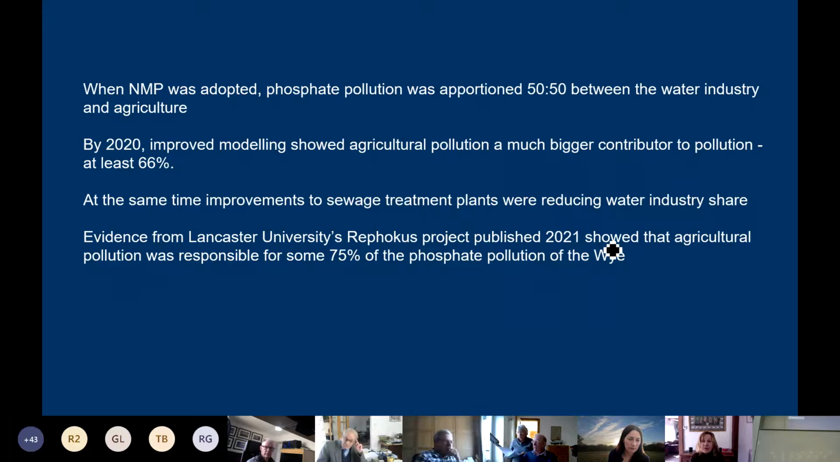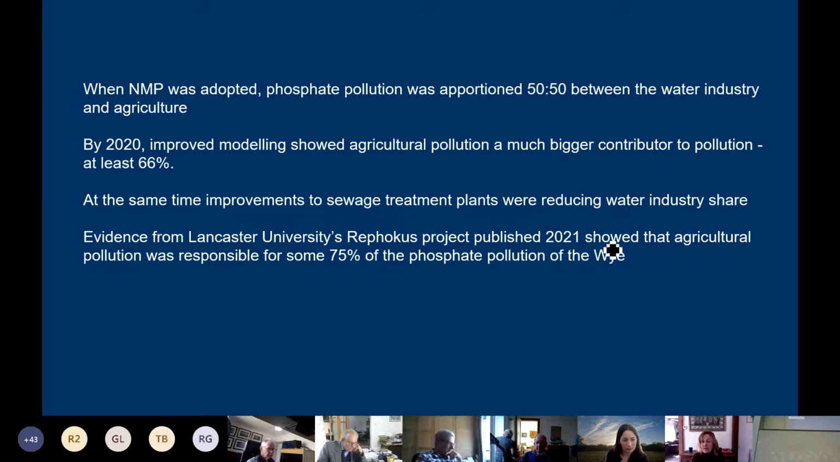And there's also been an evolution in the understanding of where the pollution is coming from. So when the plan was adopted, phosphate pollution was apportioned roughly 50-50 between the water industry and agriculture, with a small proportion attributed to other sources. By 2020, there was new modelling from the Environment Agency, which showed that agricultural pollution was actually a much bigger contributor, at that time about 66% of the phosphate pollution in the River Wye catchment.